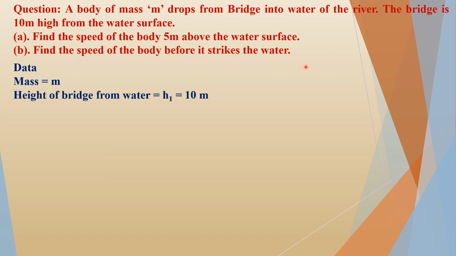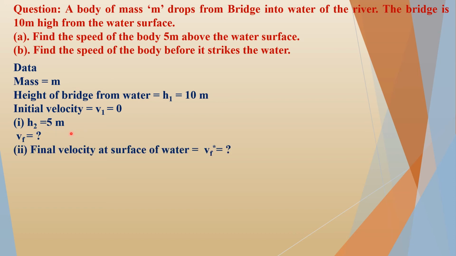Data. Mass is m. Height of bridge from water is h1 equal to 10 meters. Initial velocity v1 is equal to 0. Height h2 is equal to 5 meters, and we need to calculate final velocity when height h2 is 5 meters above the water surface, and we need to calculate final velocity at the surface of water, that is equal to Vf static.